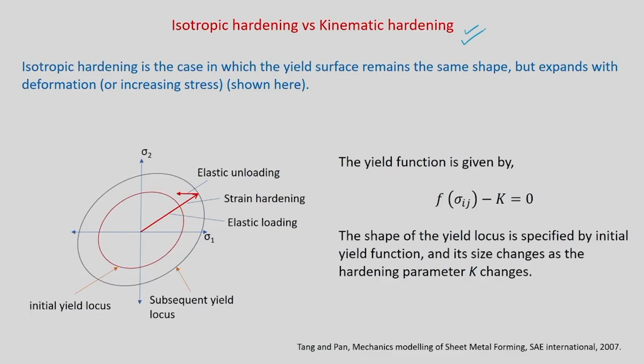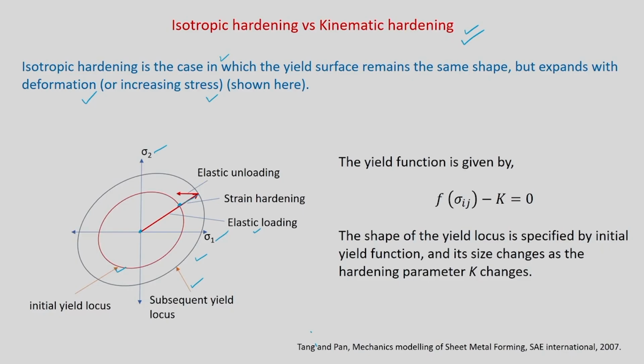So, before we complete this, let us briefly discuss the difference between isotropic hardening and kinematic hardening. What is it? Isotropic hardening was just introduced to you. It is the case in which the yield surface or yield locus remains the same shape but expands with the deformation or increase in stress. It is what is shown here for you. This is well known to you, sigma 1 versus sigma 2, yield locus. We always draw the first yield locus, the initial yield locus, and then the subsequent yield locus when you deform the material. I have drawn here a red line; from here to here it is elastic loading, and after that it is plastic deformation or strain hardening, and then you can unload the material. That is the way it is going to work.